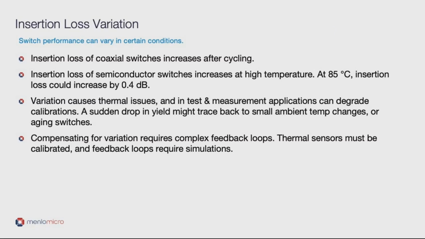There are methods to compensate for these variations, though they can require complex feedback loops. Thermal sensors can be used to adjust the gain of an amplifier at certain temperatures, but they require careful calibration of each system. Likewise, feedback loops from power sensors can be used, though they require simulations to ensure that there is no instability that could cause oscillations in the system.